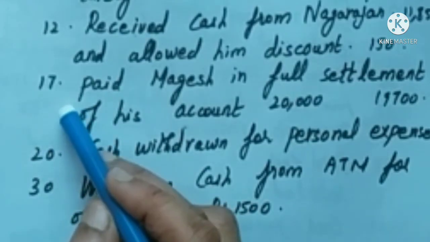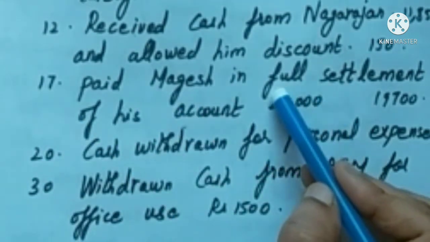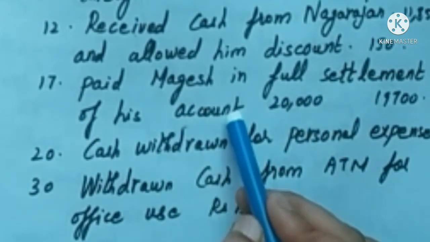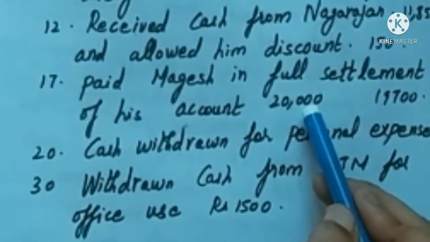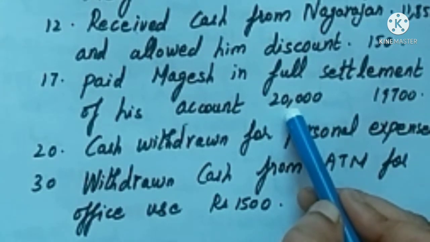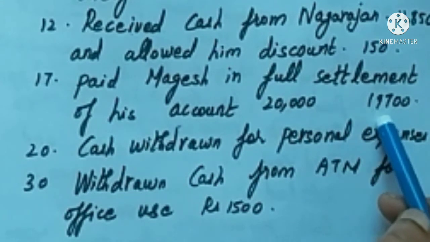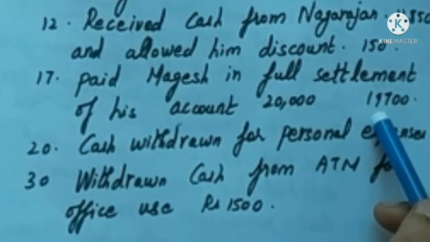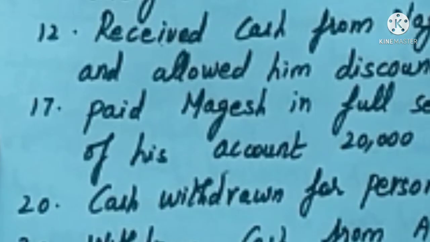Transaction is on 17th January. Paid Magesh in full settlement of his account 20,000. So we are paying Magesh. We have to pay actually rupees 20,000, but we are paying only rupees 19,700. So what is the remaining balance, 300 rupees? It is discount received from Magesh. Okay, agree.